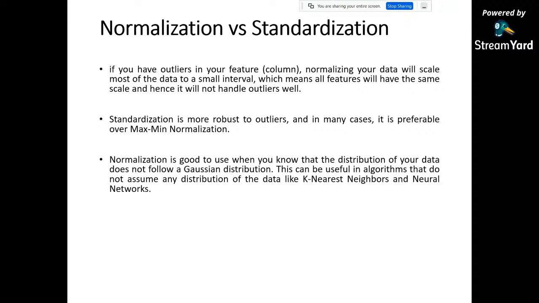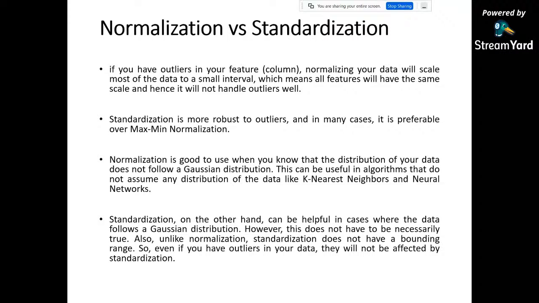Normalization is good to use when you know that the distribution of your data does not follow a Gaussian or normal distribution. This can be useful in algorithms that do not assume any distribution of the data, like k-nearest neighbors and neural networks. Those algorithms don't have the assumption that your data set should be normally distributed, so for those kinds of algorithms you can go for normalization.